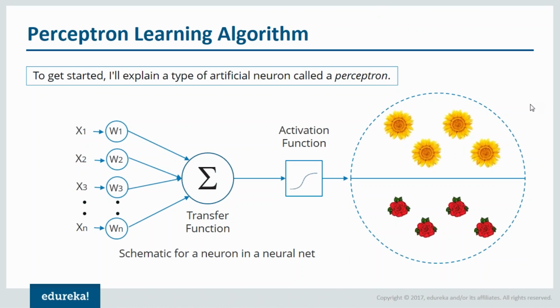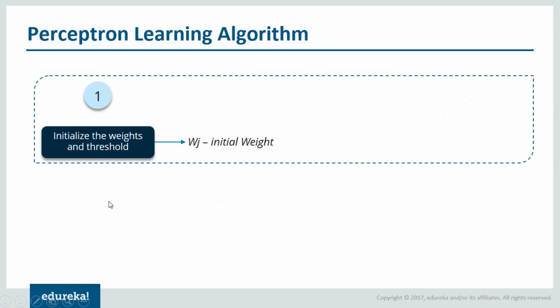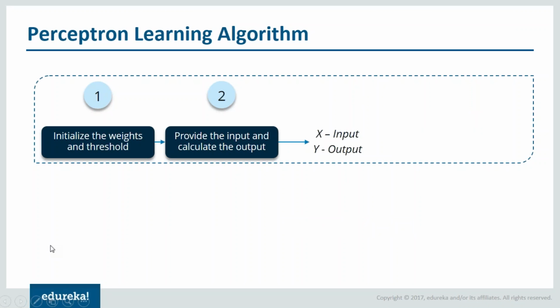Now, there's an algorithm on which it works, so let me explain that. The first thing we do is initialize the weights and the threshold. These weights can be a small number or a random number, and it can even be 0. It depends on the use case that we have. Then we provide the input and calculate the output. When we are training our artificial neuron, we have the output values for a particular set of inputs, so we know the output value. But we give the input and see what the output of our particular neuron will be.